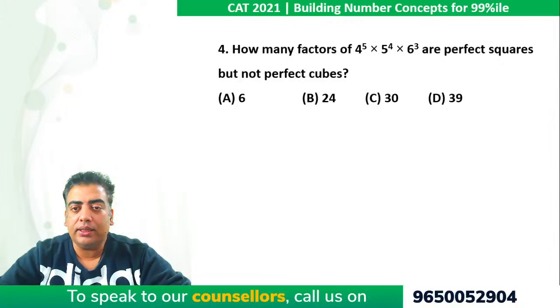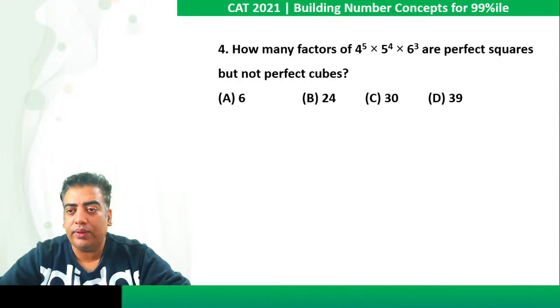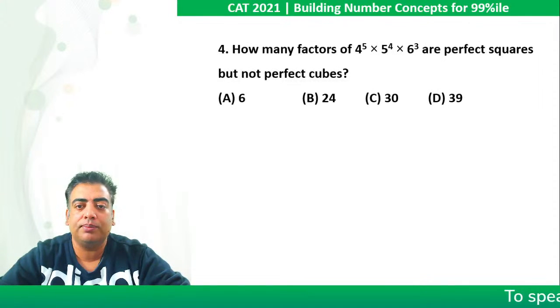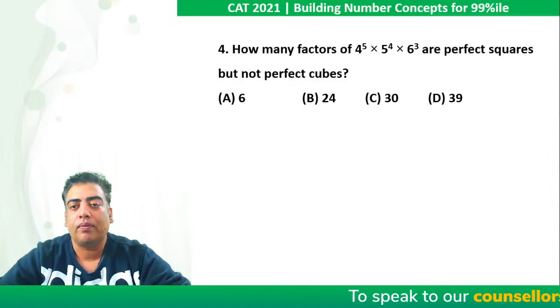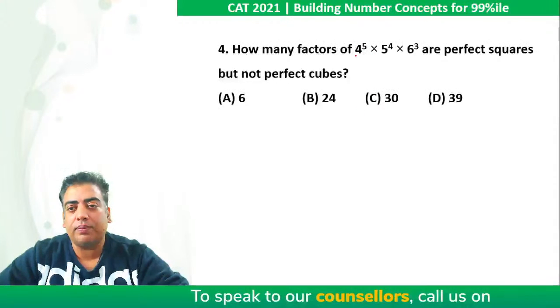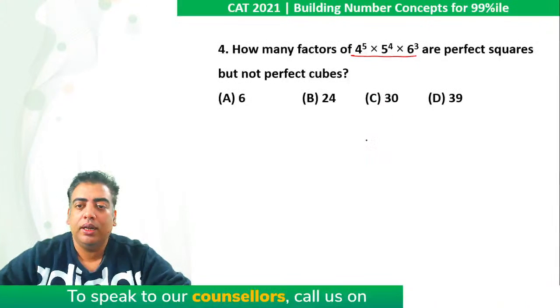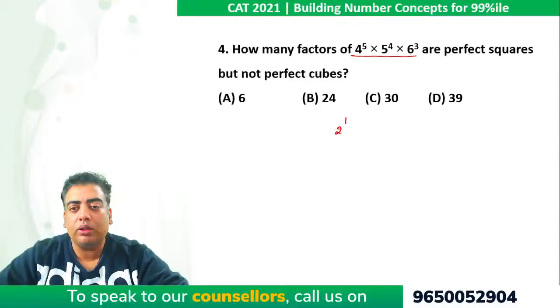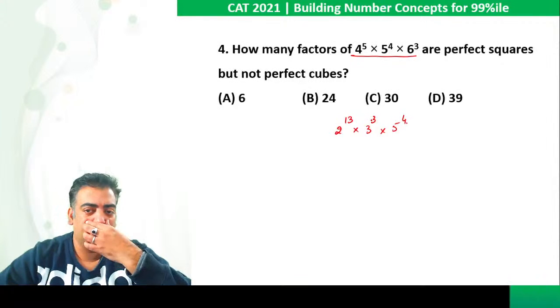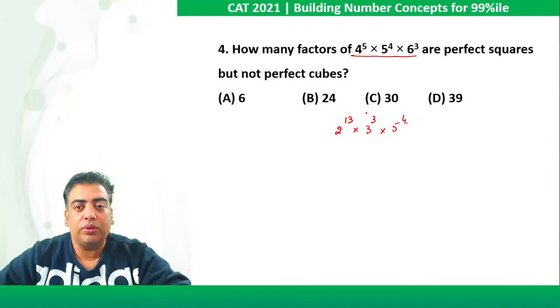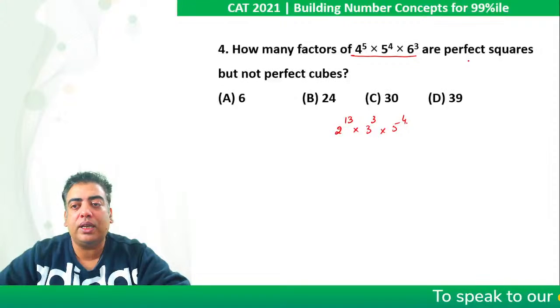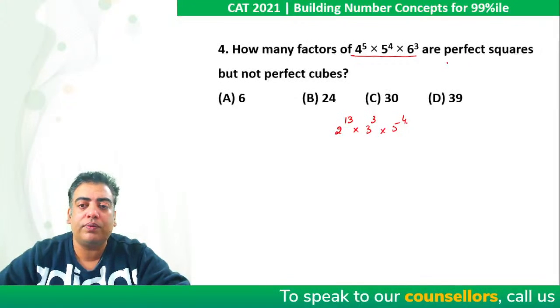In the fourth one, it says how many factors of the given number are perfect squares but not perfect cubes. Again, the very first step will be to write the number as a product of powers of prime numbers. So it is 2 raised to power 13, 3 cube and 5 raised to power 4. So we are required the number of factors which are perfect squares but not perfect cubes.